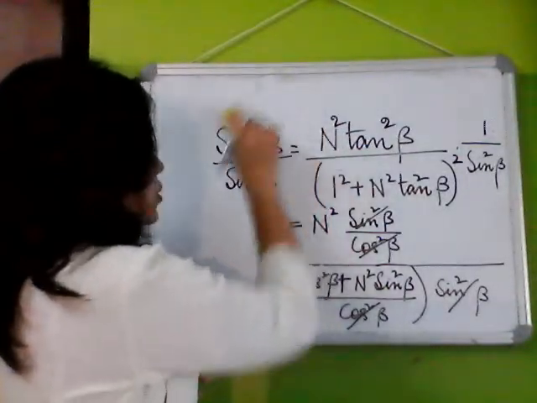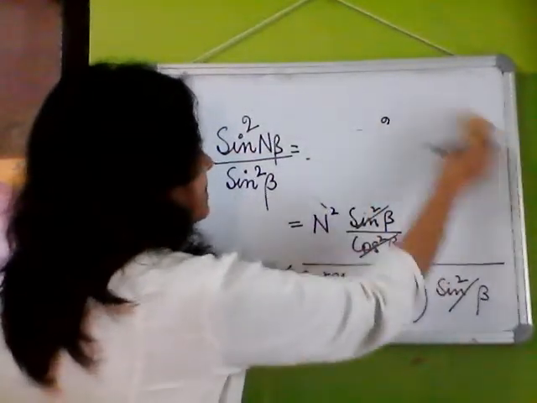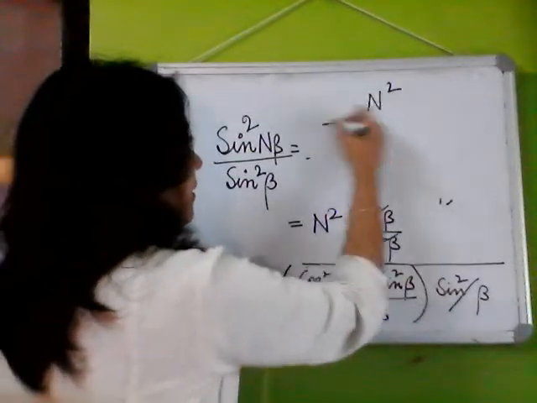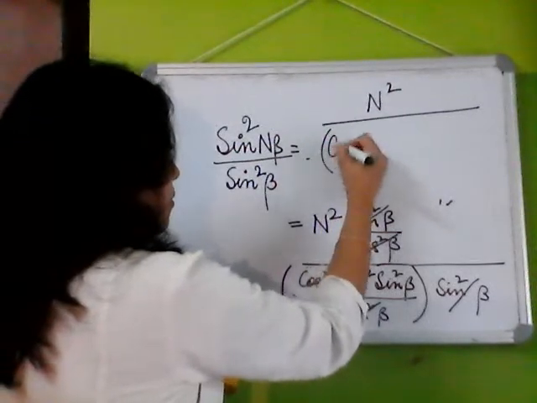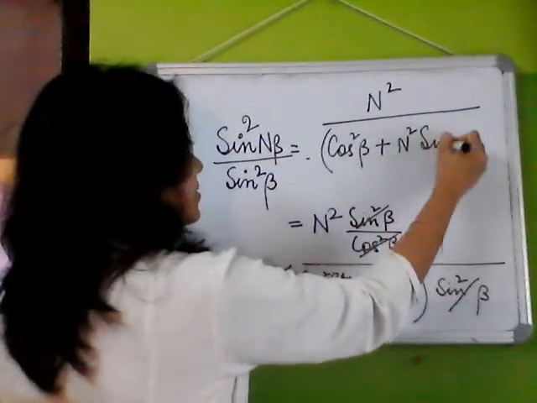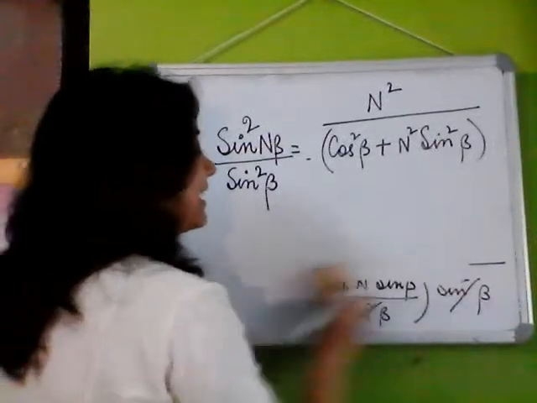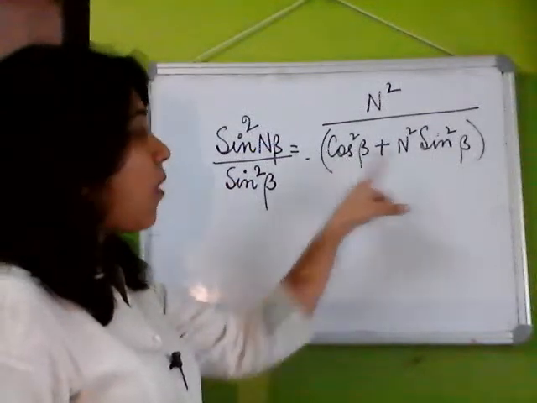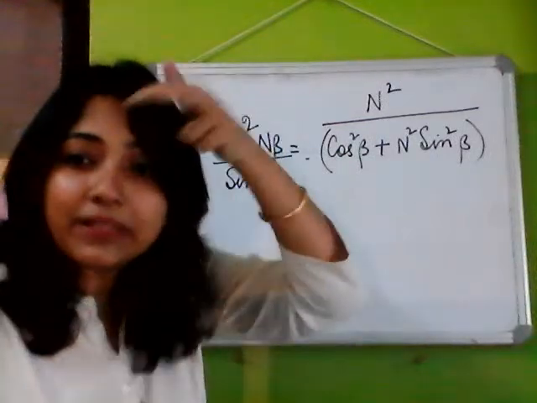The value of sine square n beta by sine square beta is coming out to be only n square by this, cos square beta plus n square sine square beta. We are almost done. We have almost done the entire boring mathematics. Finally, since I do not want to have a cos here, let me convert this cos square beta as 1 minus sine square beta.